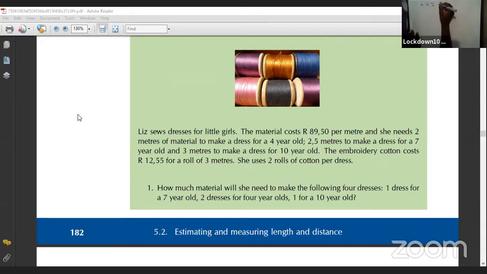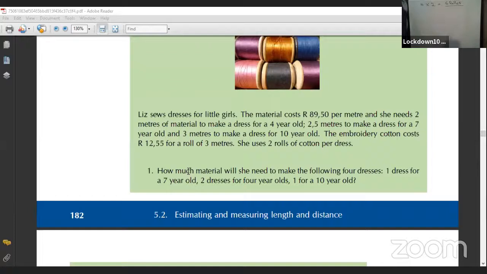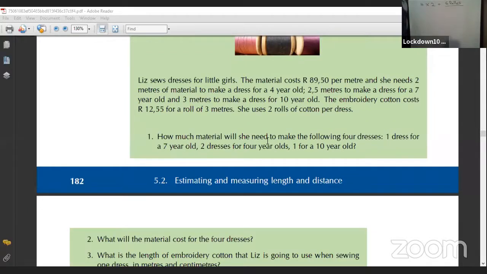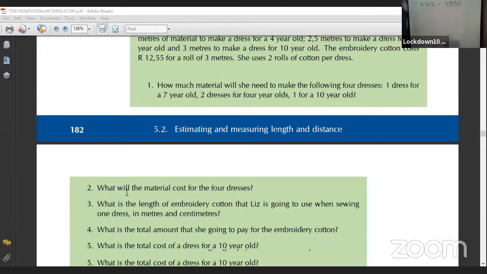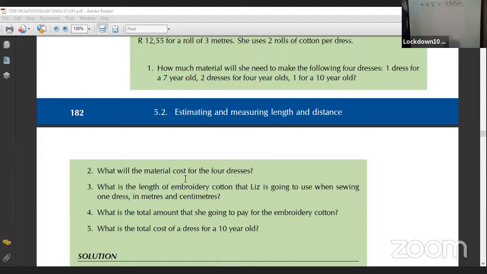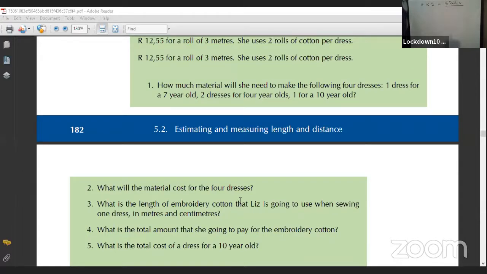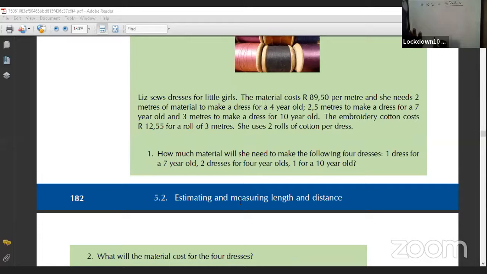So this will give us 6 rows. This is the number of rows that she's going to use. So we have answered how many materials she needs to make the following 4 dresses. What would the material cost for the 4 dresses? So we have 6 rows there. What will the cost of the material be?